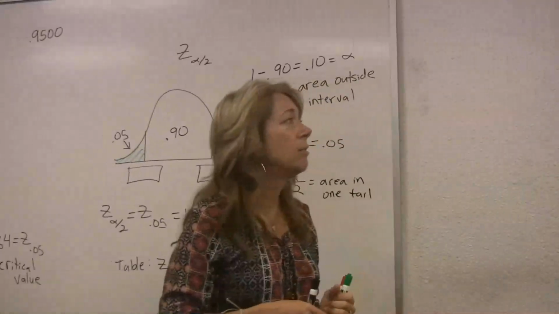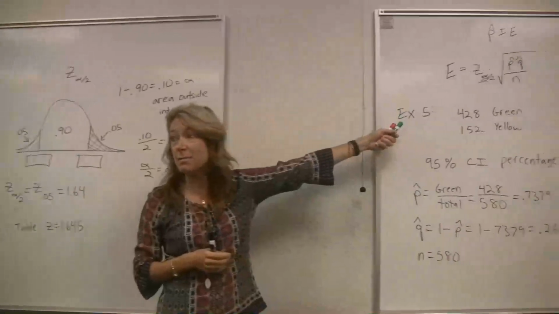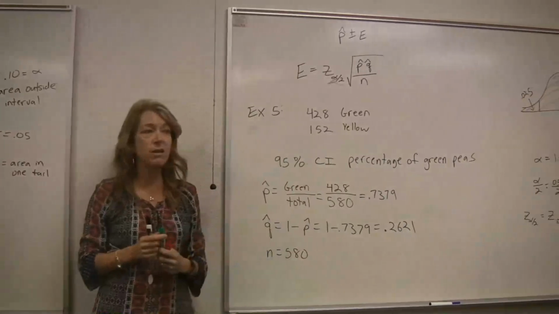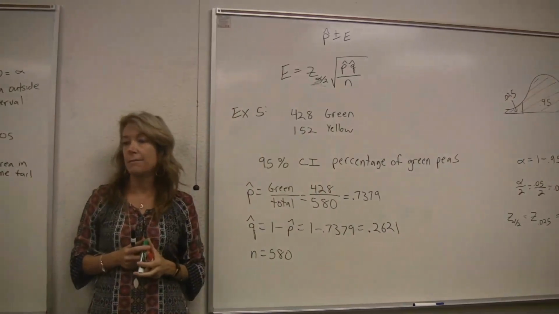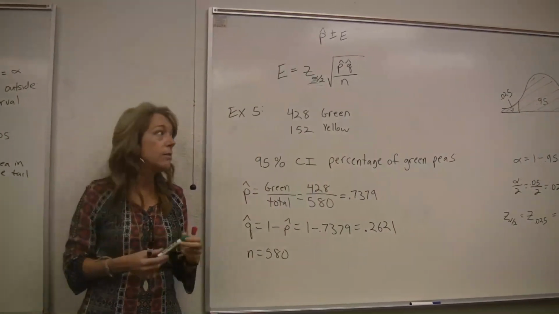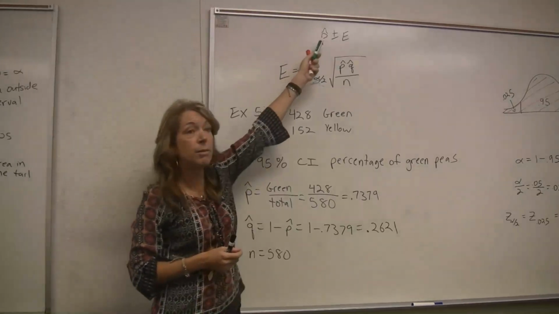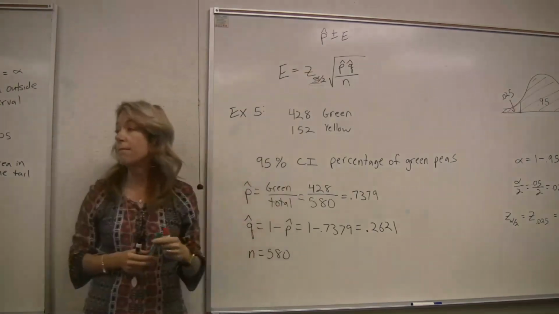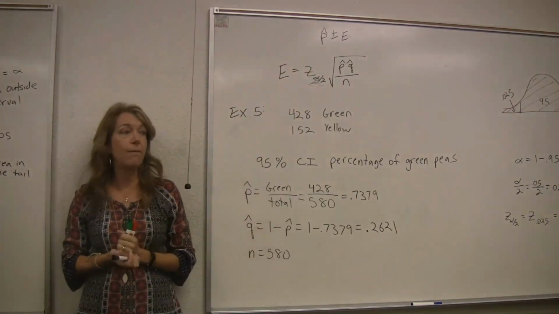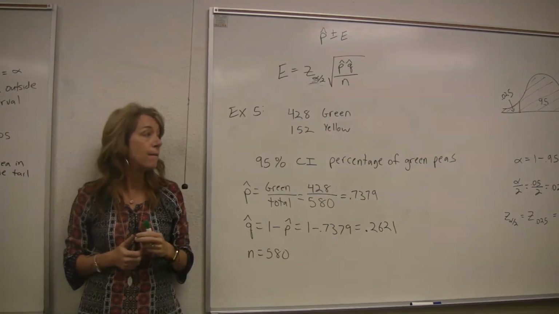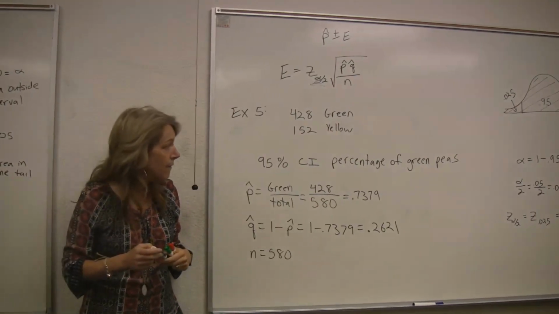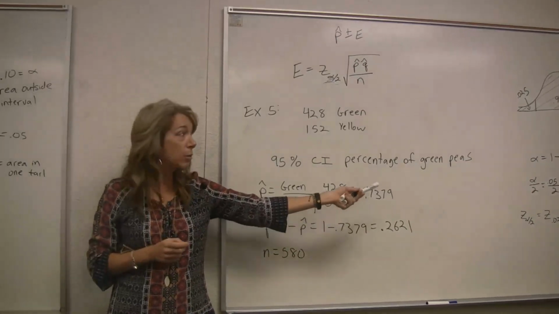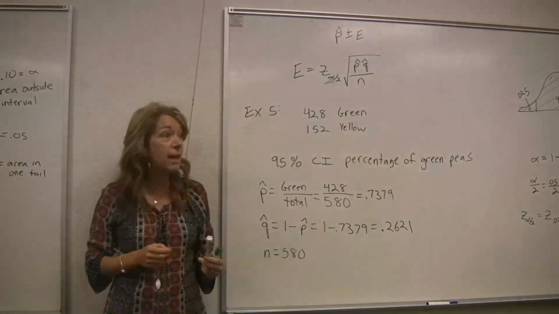Okay, big picture. We're still working on example 5, which asks me to find the 95% confidence interval for the percentage of green peas. That was like 20 minutes ago. Remember, confidence intervals we started talking about are p hat plus or minus E. We're going to take our 0.7379, which is our p hat, and we're going to add and subtract our 0.0358, that's our E.